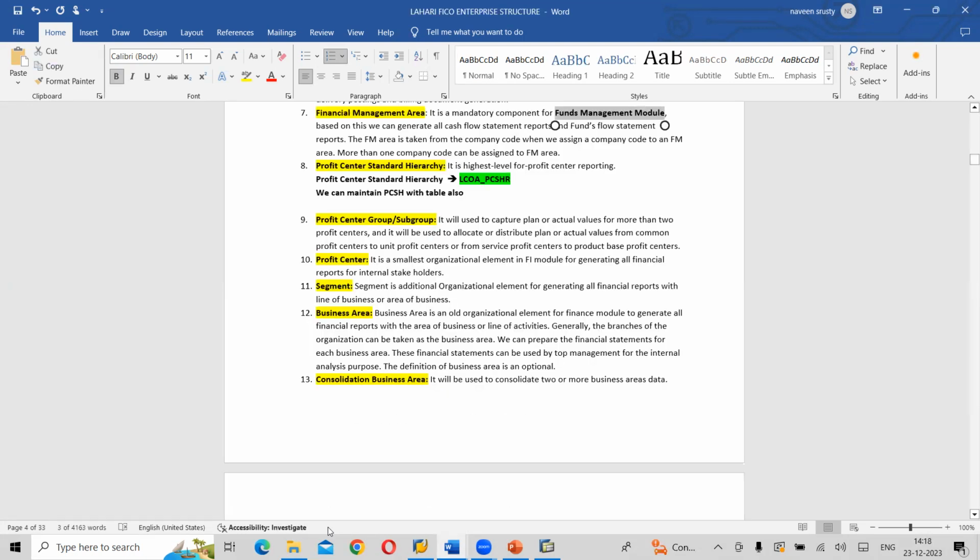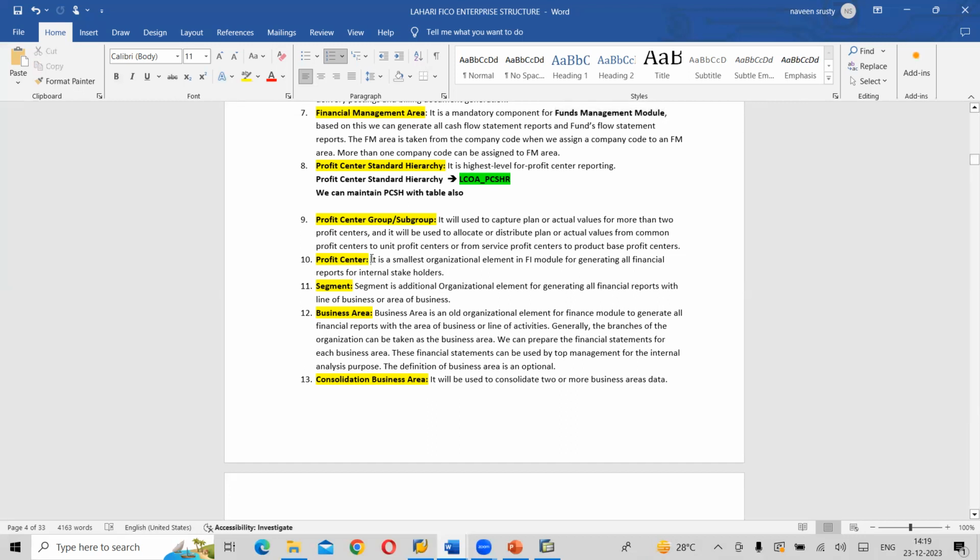So how will the group be created? It is the highest level of profit center reporting. In profit center reporting, I want to see both my income and expenditure, your profit and loss account. How will you derive that? From the profit center standard hierarchy only. First we will create one profit center hierarchy. Under that, we will have profit center groups and subgroups. Under that, we will have a profit center.